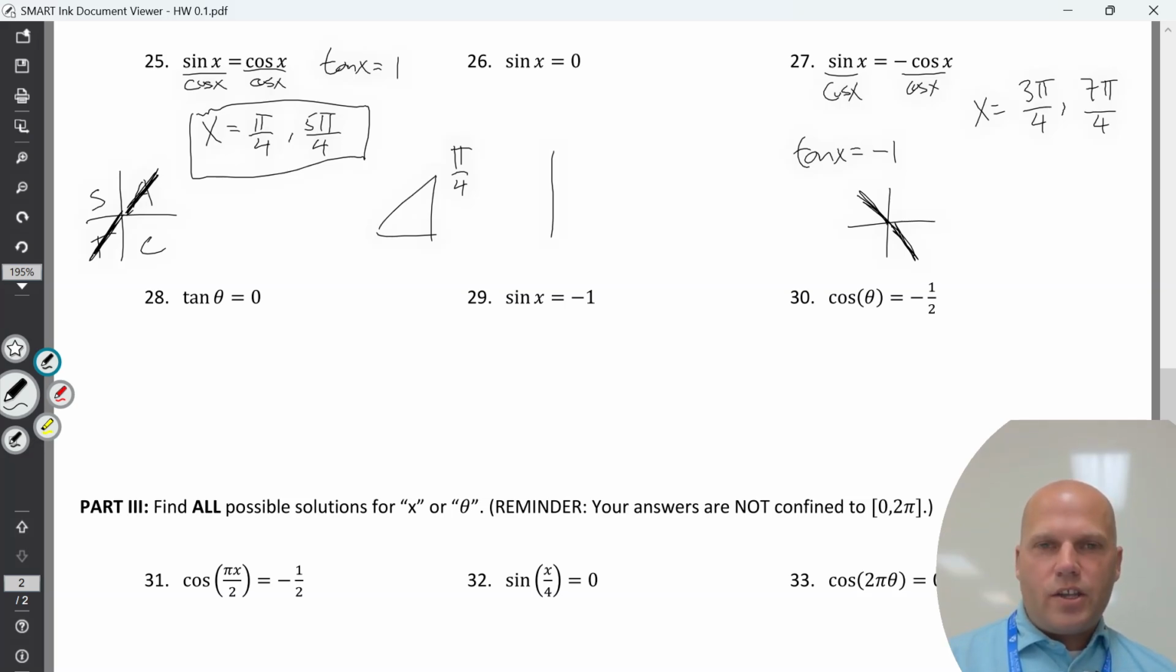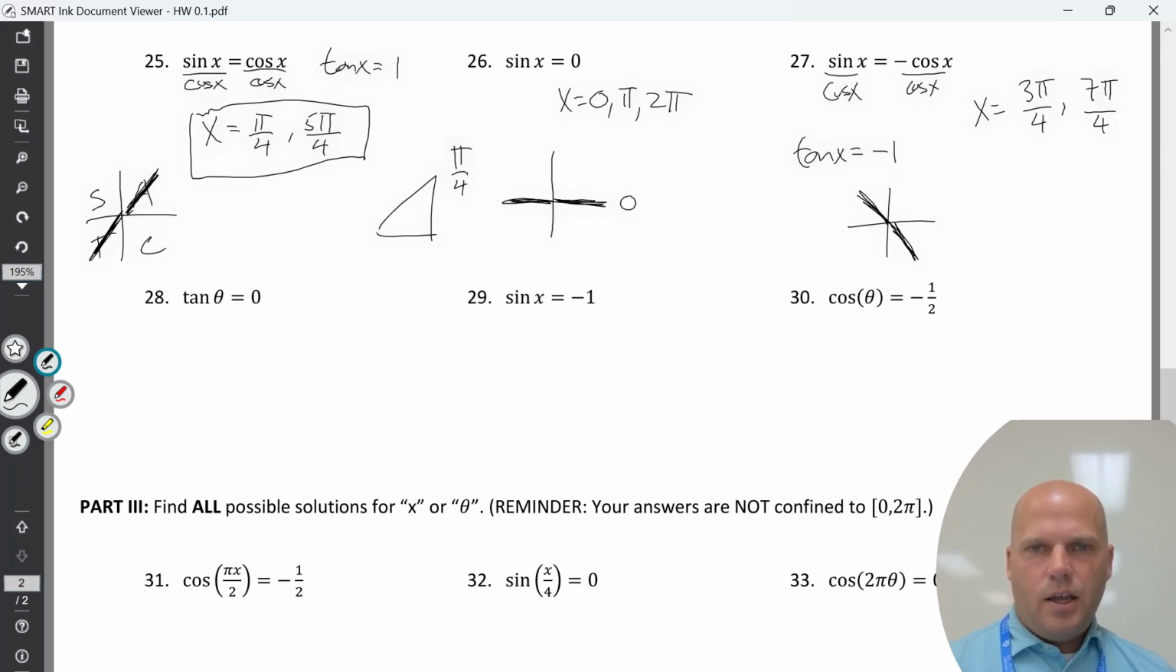When is sine 0? When is the vertical or the opposite 0? That's going to be here, where we do not go up or down anymore. The vertical side is 0, the adjacent is 1, the hypotenuse is 1. So this is going to be 0 and pi and 2 pi. These are all included between 0 and 2 pi, and we will put all three of them down, even though 0 and 2 pi are coterminal.